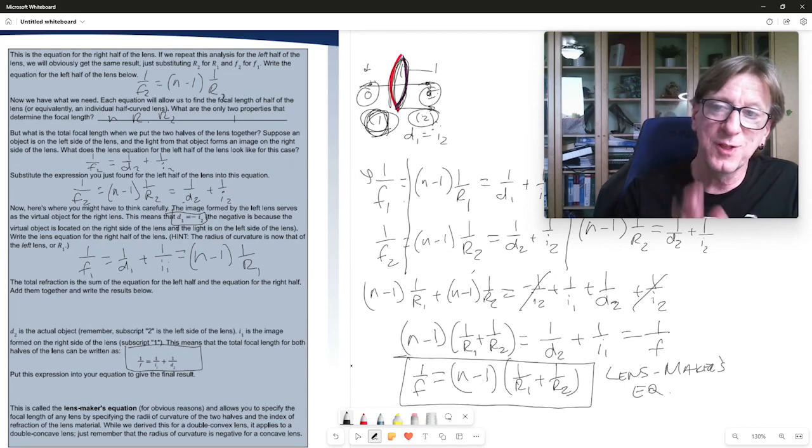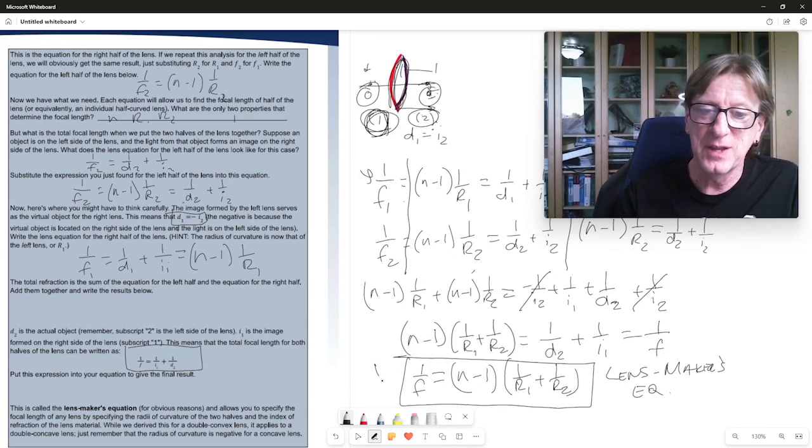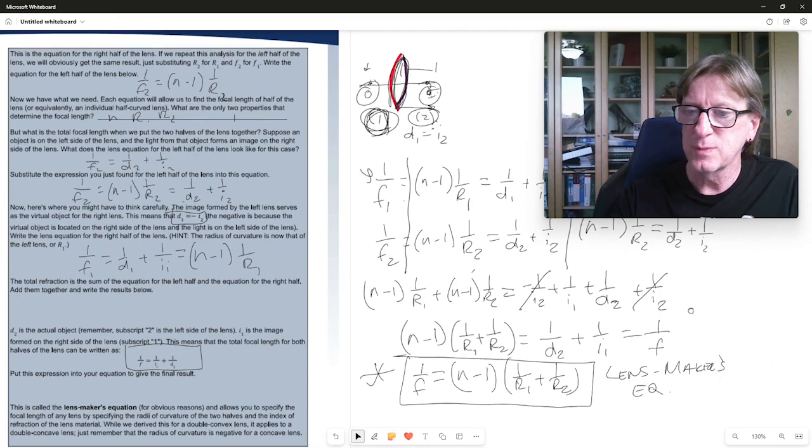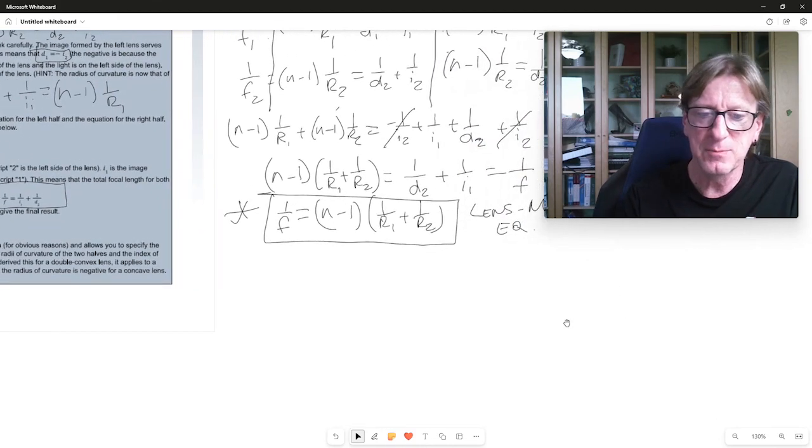So that was a really long, involved derivation, but this is the important thing. This is what you need to learn and be able to use. And all you really need to do is understand what these different terms mean. So let me scroll up here just a little bit so we can draw another diagram.